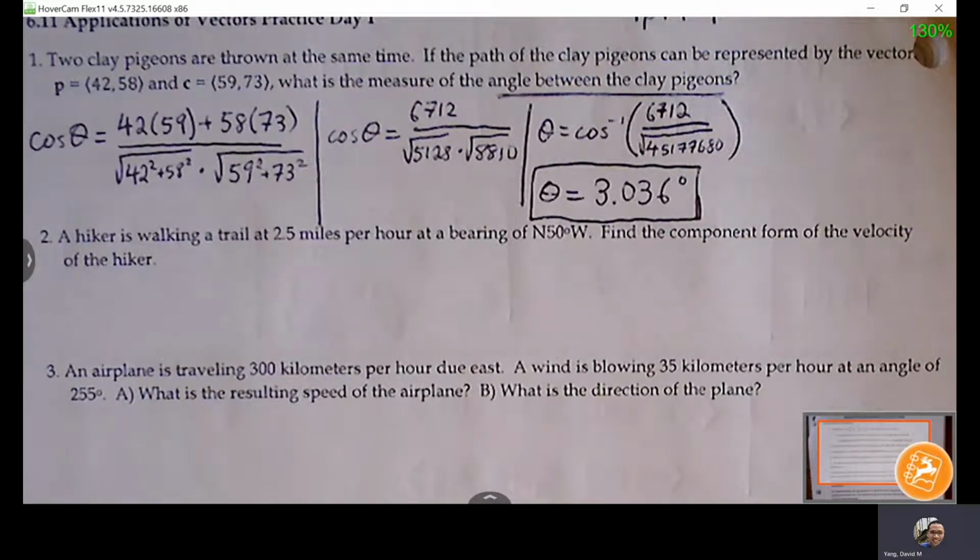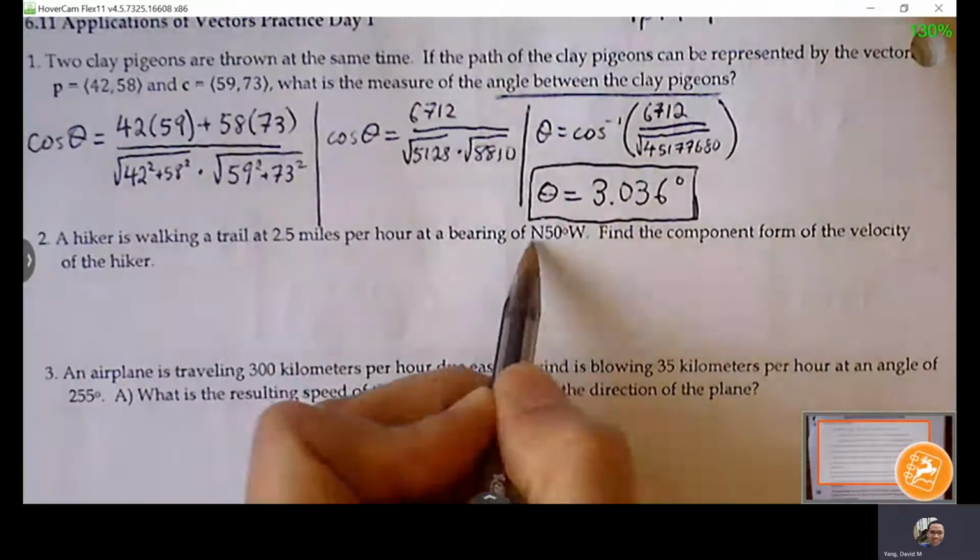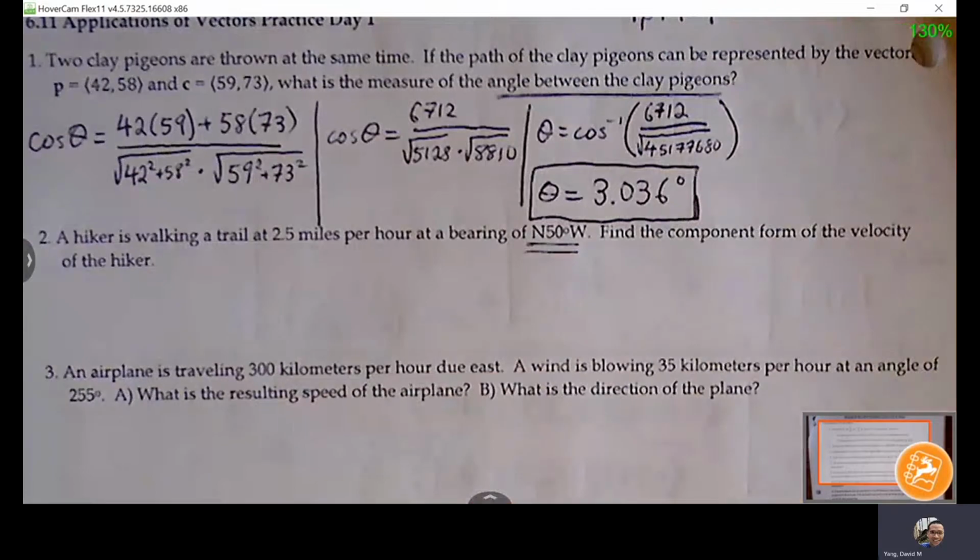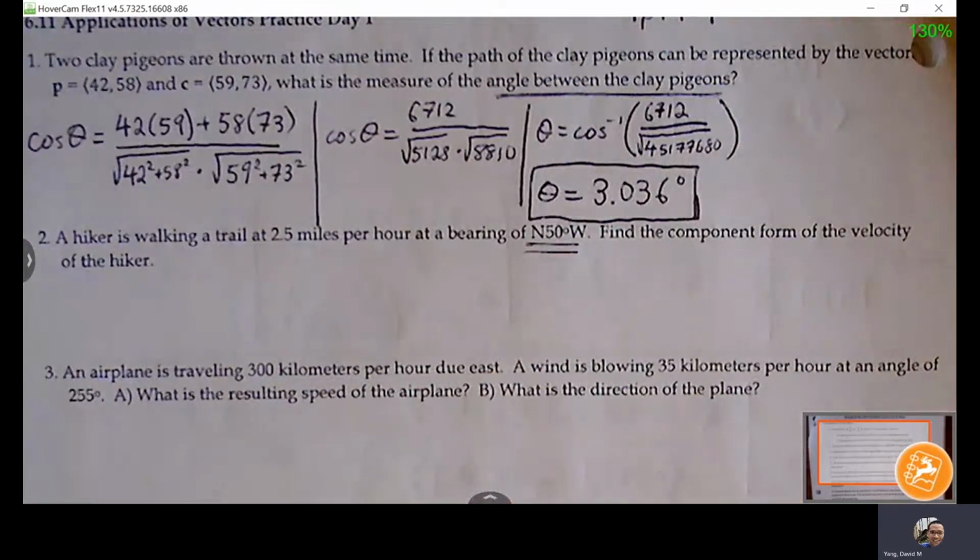A biker is walking a trail at 2.5 miles per hour at a bearing of north 50 degrees west. So we have to kind of draw this out, right? Try to figure out what direction it's headed towards and how to get it into standard position.